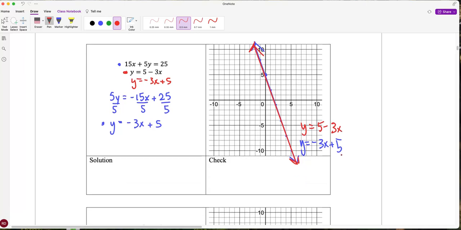So the solution, what points satisfy both equations? Or what are all the points that are solutions to the equation? Well, any point on that line will work, okay? So there are infinitely many solutions.